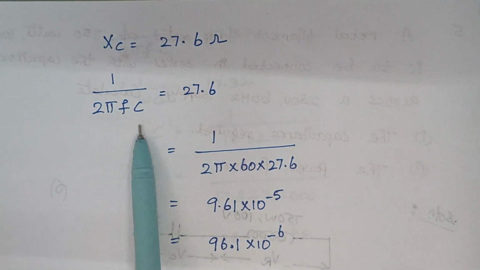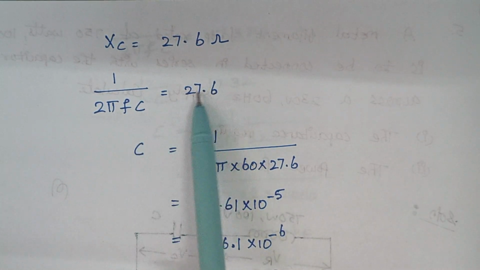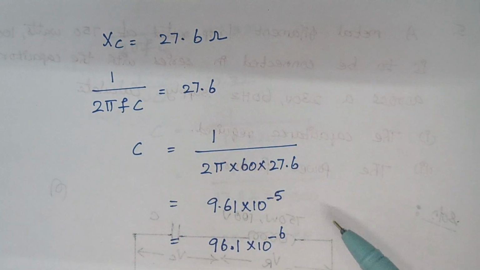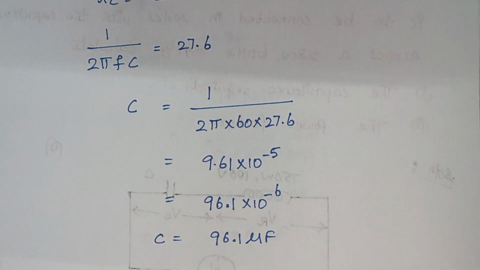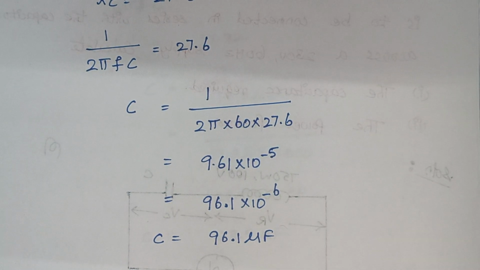XC is 1 by 2 pi FC, and C is given by interchanging these two things. We have to move C here and bring 27.6 here. Once you substitute the values, the value of capacitance is 96.1 microfarad.